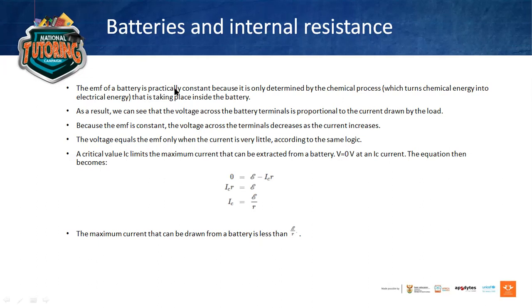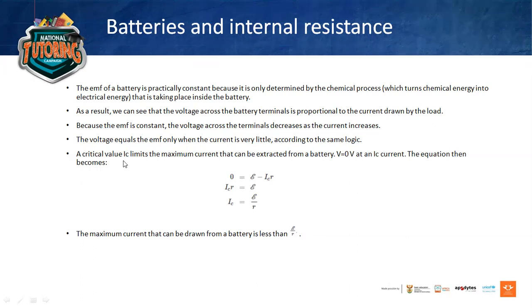It says the EMF of a battery is practically constant because it's only determined by the chemical process which turns chemical energy to electrical energy that is taking place inside the battery. Remember, the battery needs to start up, because it's the source of the circuit. So the battery needs some sort of power to drive it into creating electric current, and therefore current is induced within the circuit. Okay, so as a result, we see that the voltage across the battery terminals is proportional to the current drawn by the load.